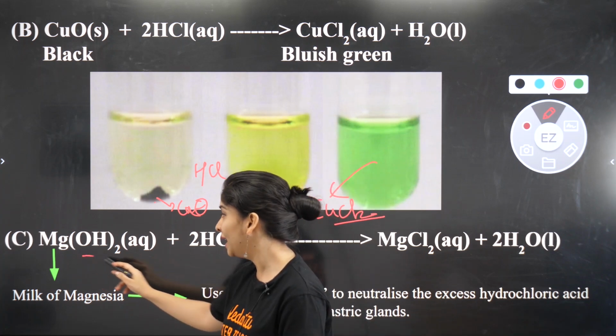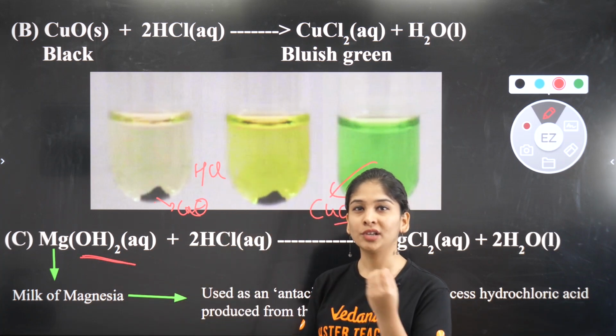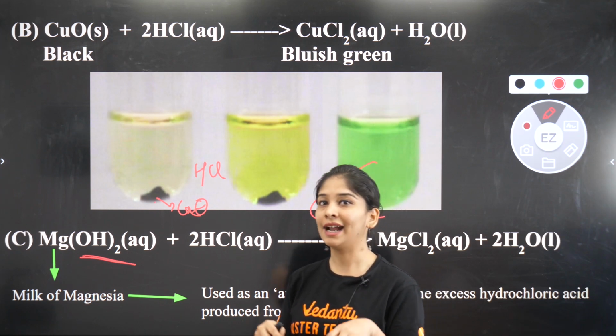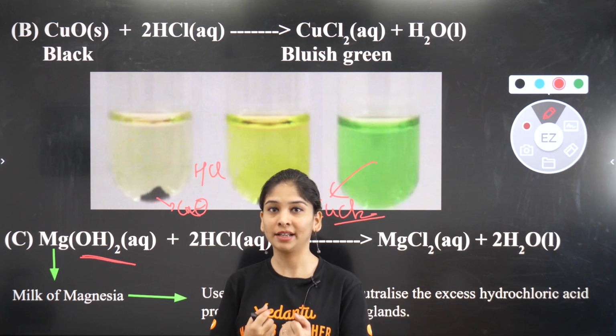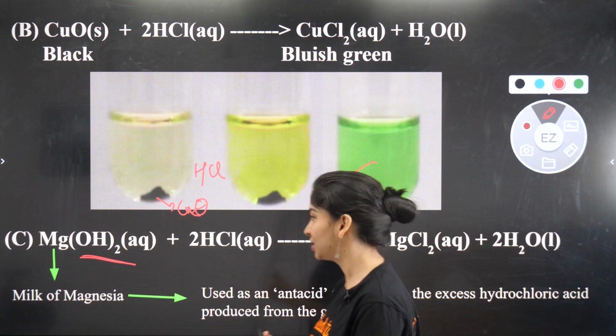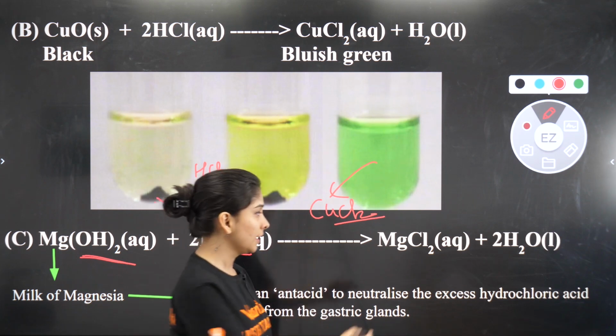So I took this milk of magnesia, which is used as an antacid, which we generally put in these Gelusil, Digene kind of bottle. Antacid that can neutralize excess of acid that is present in our stomach. So the statement is already giving you the answer. Neutralization. So it reacts with HCl to give you what?